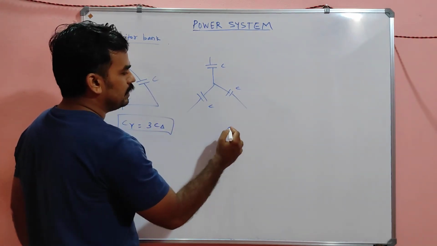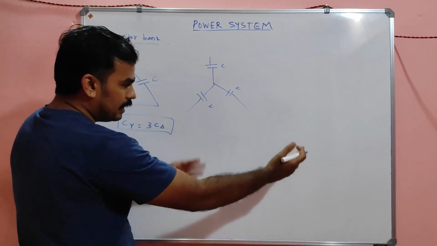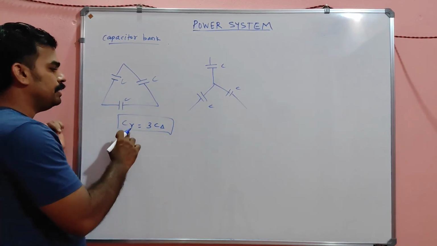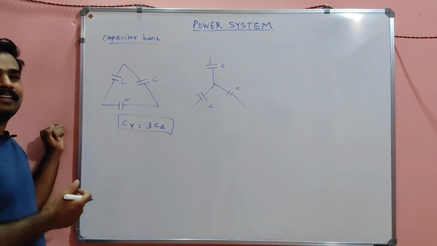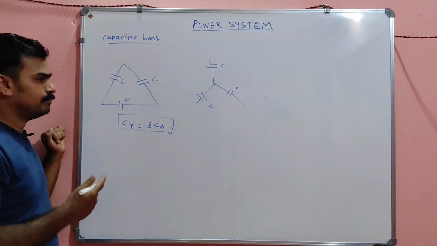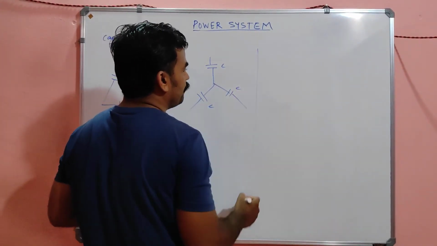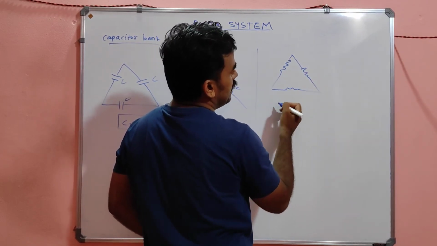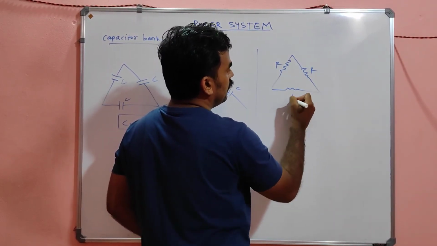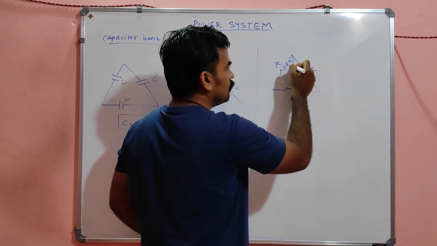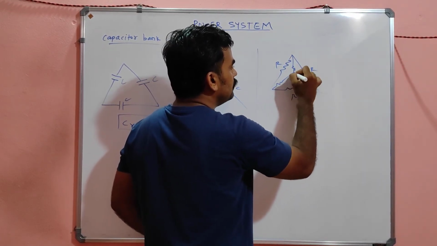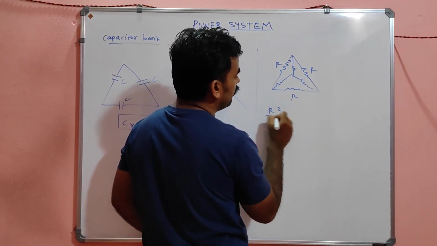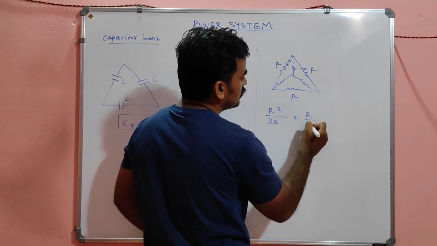Take a resistor in delta and a resistor in star, and connect between them. That means the resistor in star will be 1 by 3 of the resistance in delta. So we will check now. This is in delta. Suppose everything is R. What will be the star equivalent? This value will be R into R, that is R square, divided by 3R. So it will be R by 3.